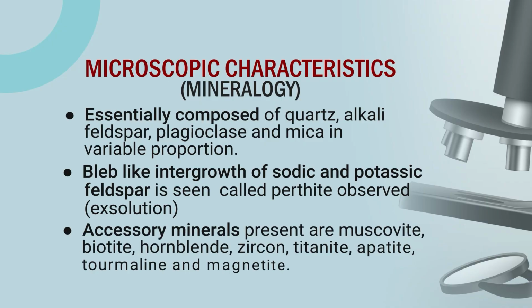Accessory minerals present include muscovite and biotite, which are both mica minerals. Then we have hornblende, which is an amphibole. We can have zircon, titanite, apatite, tourmaline and magnetite. Apatite in granites is usually known for the REE content in granites, and titanite is also known to contain REE minerals in granite. Zircon, titanite and apatite, all three of these can be dated and we can know the age of the granites.